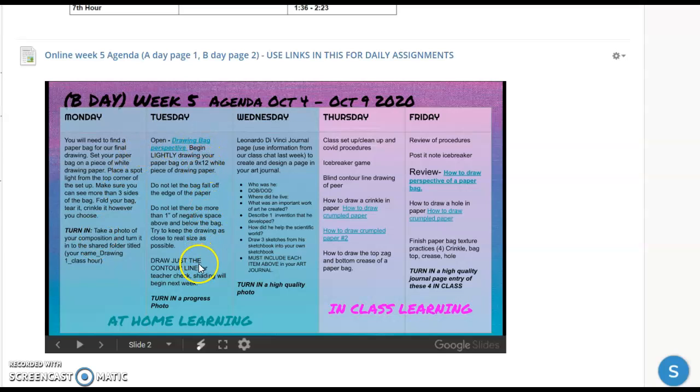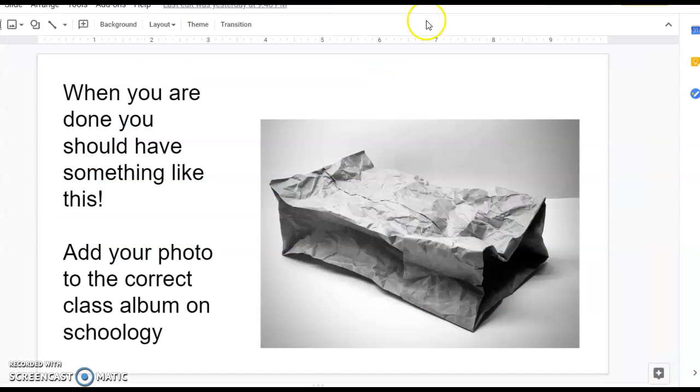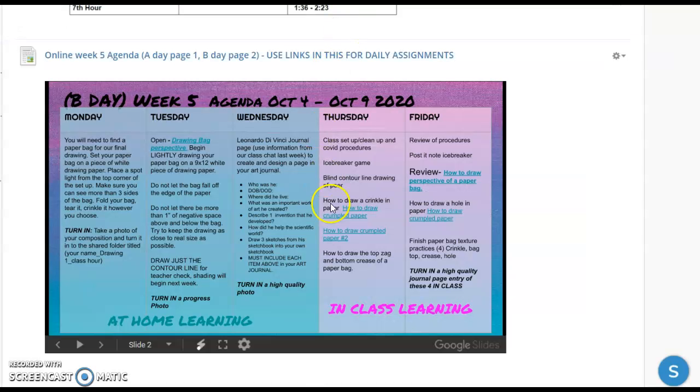Make sure that you then start drawing your paper bag on a 9x12 piece of paper. Make sure that you can see three sides of that bag: the front, the left, and the top maybe, just like in the slideshow, one, two, three sides. You're going to start drawing that bag at home, just drawing a contour line. Turn in a progress photo of your drawing.